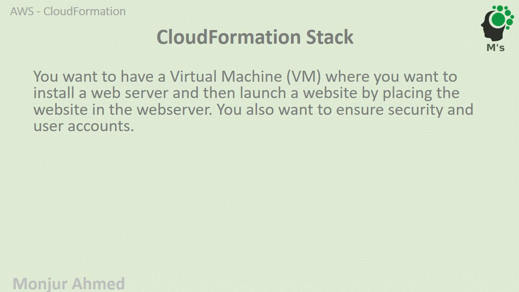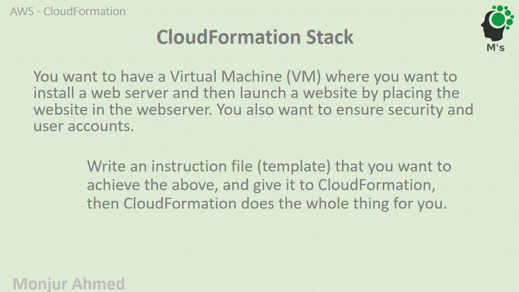All these things we can automate by using CloudFormation that we discussed earlier. For that, we write an instruction file which we call a template in CloudFormation. That is called a template file, where we just write the instruction that, hey CloudFormation, we need this and that, and we give it to CloudFormation. CloudFormation follows the instructions and does the whole thing for us, automating the task instead of carrying out all the tasks and configuration manually.